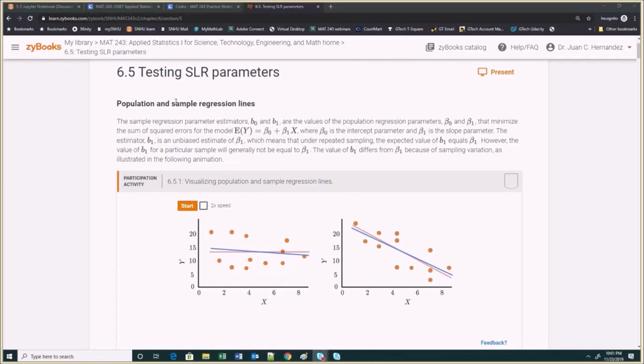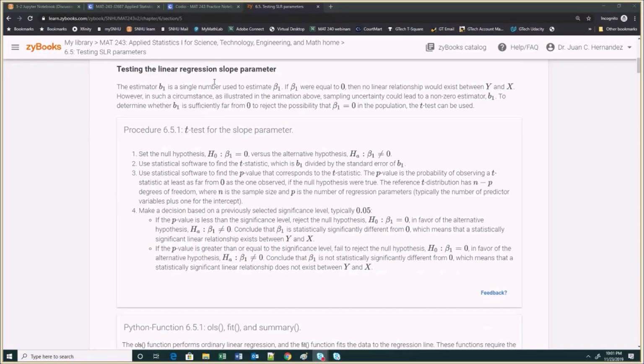The next section talks about testing the simple linear regression parameters. So when we get our estimates for beta 0 and beta 1, the next step, after we have done its interpretation, is that we also need to make sure that they're statistically significant. And so we have to perform hypothesis tests. In general, we look at the slope parameter, the estimate for beta 1, and we do its hypothesis test.